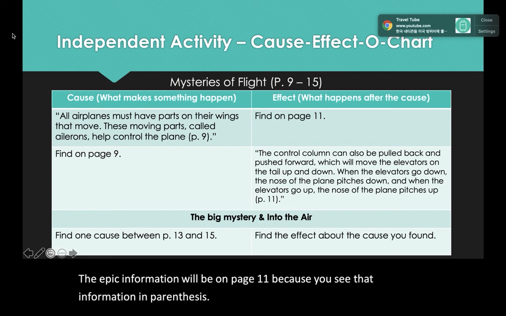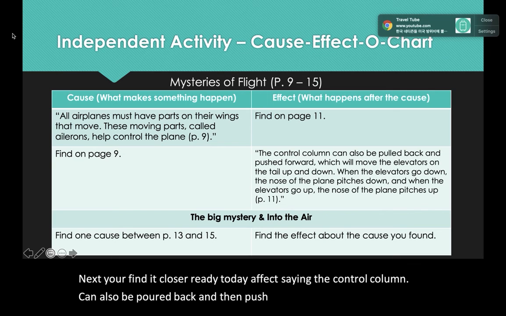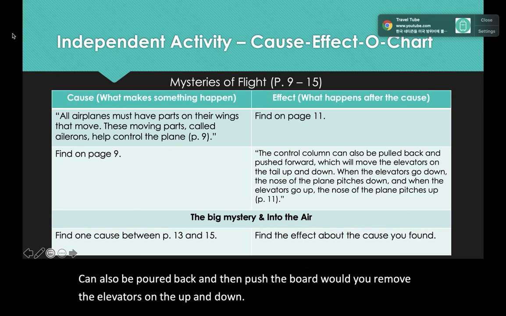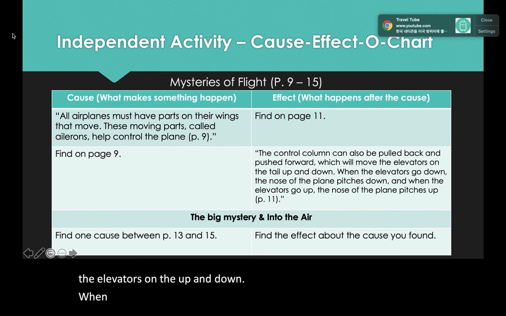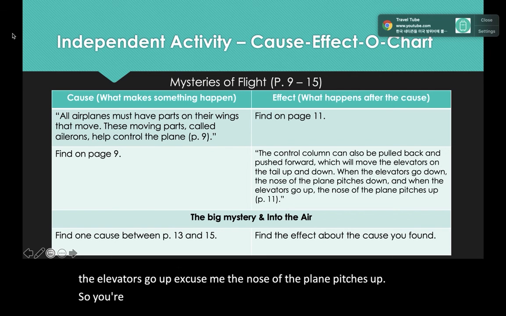Next, you'll find the cause related to the affect, saying the control column can also be pulled back and then pushed forward, which you move the elevators on the tail up and down. When the elevators go down, the nose of the plane pitches down, and when the elevators go up, the nose of the plane pitches up. So you'll find the cause on page 9.